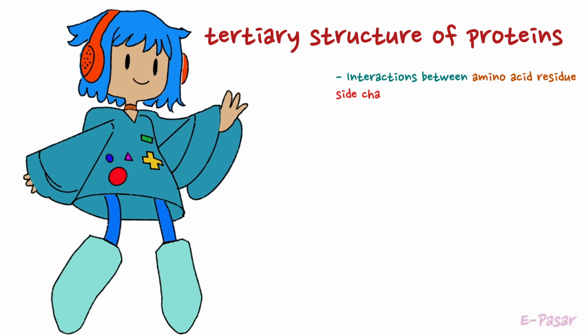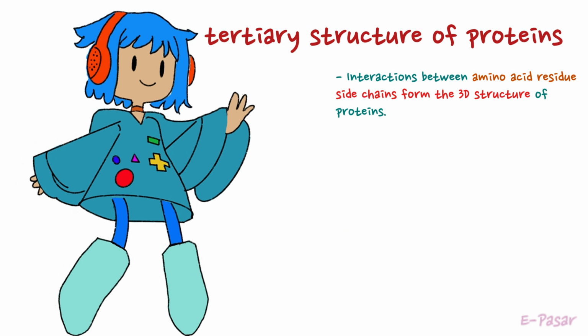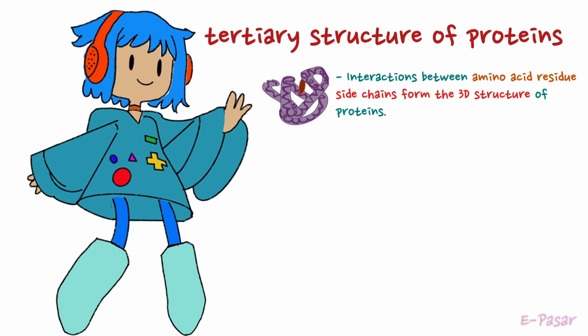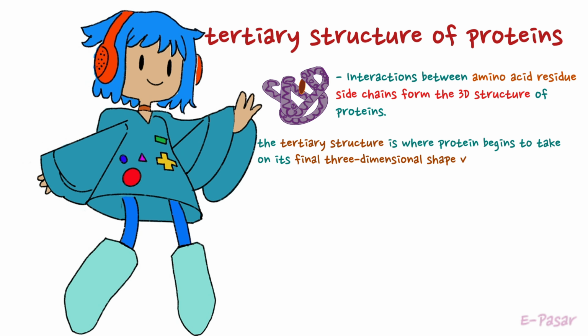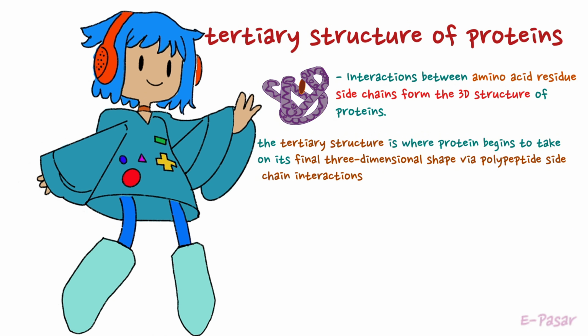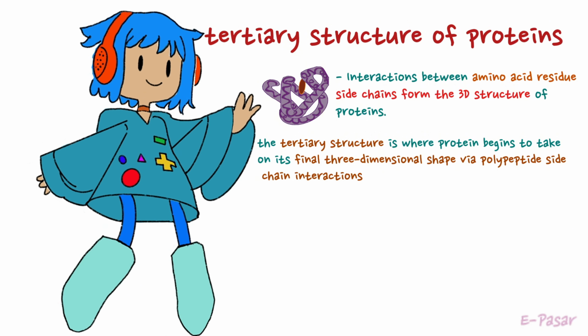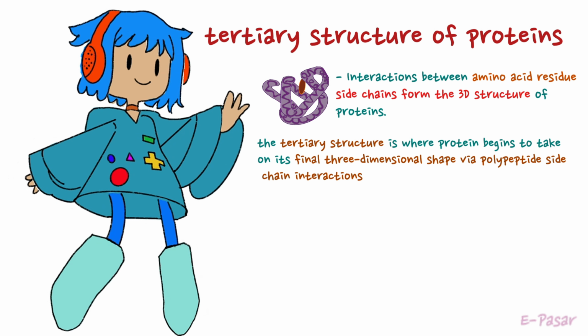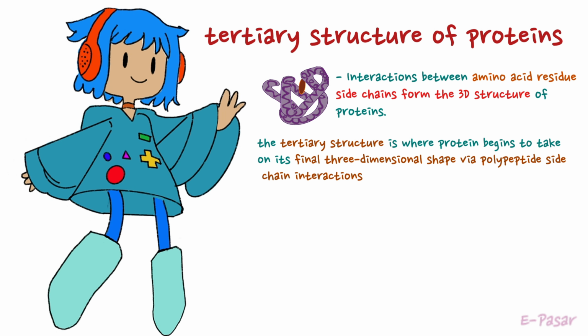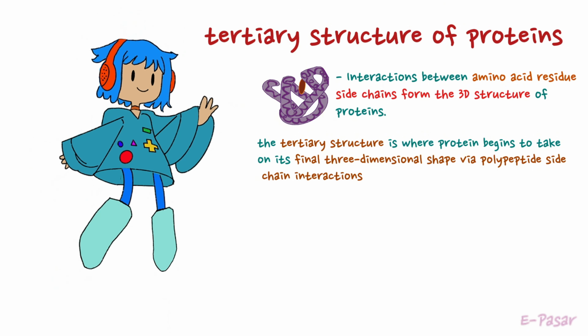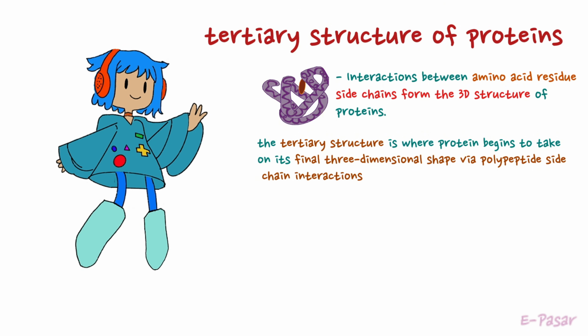This is the interactions between amino acid residues' side chains which form the 3D structure of your protein. The tertiary structure is where the protein begins to take on its final three-dimensional shape via polypeptide side chain interactions, as opposed to primary and secondary structure wherein the amino and carboxyl groups create the bonds.